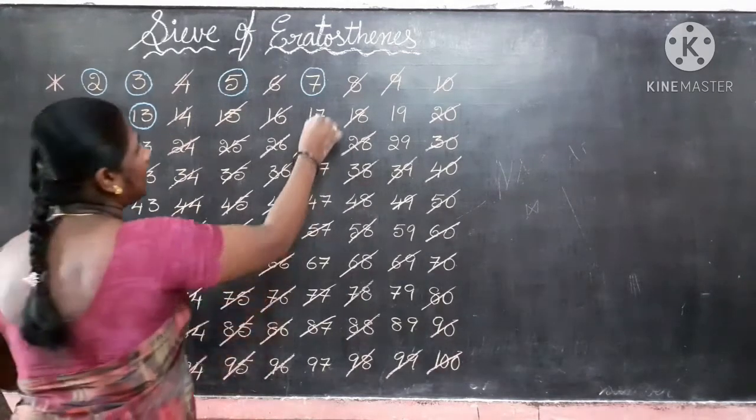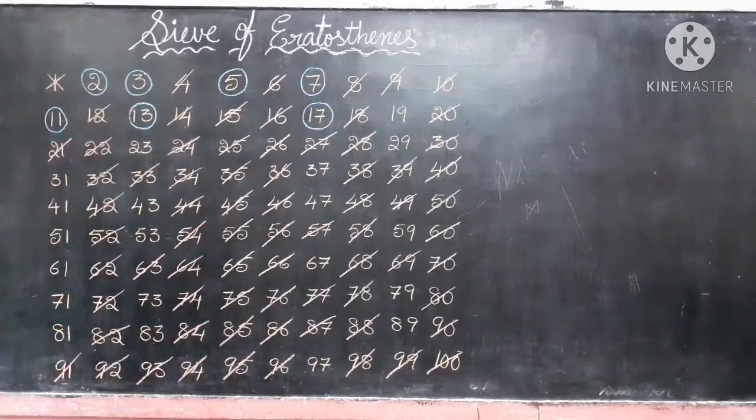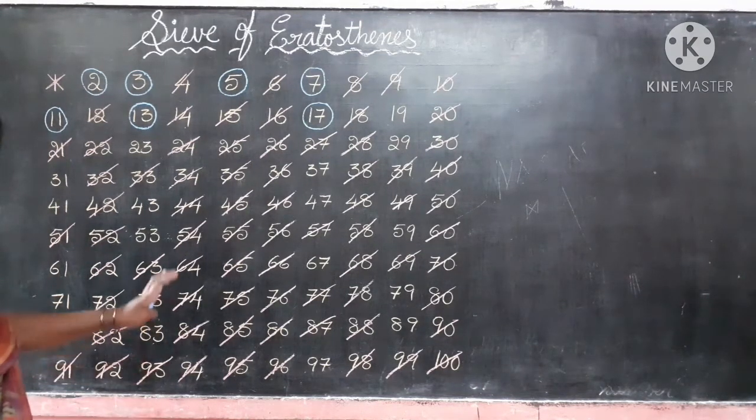Next, 17. 17 table, what will come? 17 1s are 17, 17 2s are 34, 17 3s are 51. 17 4s are 68. 17 5s are 85. 17 6s are 102. Completed. Next one.